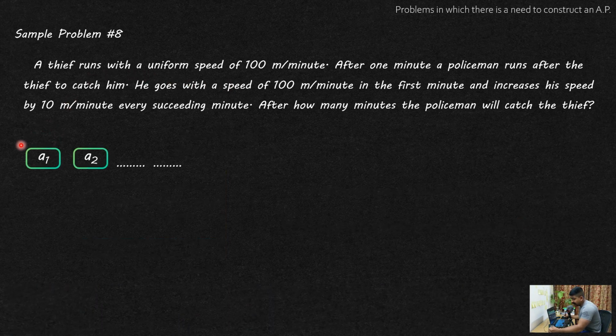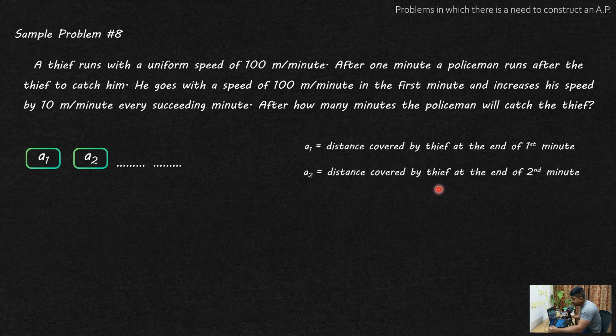So we have our AP A1, A2 and so on. Here A1 is the distance covered by the thief at the end of the first minute. A2 is the distance covered by the thief at the end of the second minute. Here the thief's acceleration is 0 meters per minute square.